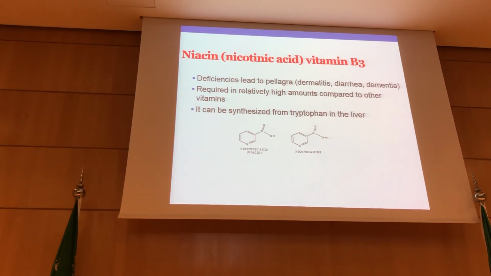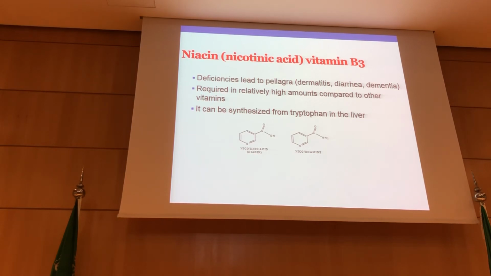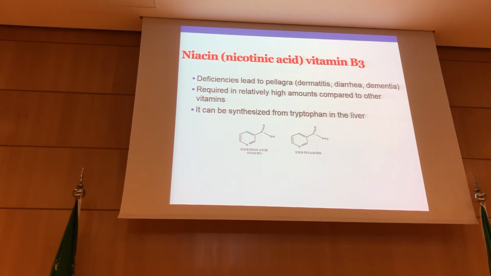Actually, pay attention to this, we can synthesize vitamin B3 or niacin from tryptophan. Tryptophan can be considered a precursor of niacin. Now, you will study later, when you study amino acid metabolism, that there is a disease that affects the transport and absorption of tryptophan. It's called Hartnup disease. Hartnup is a problem in the absorption and the transport of tryptophan.